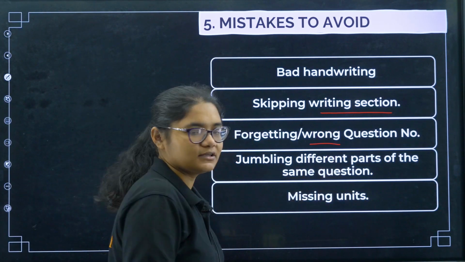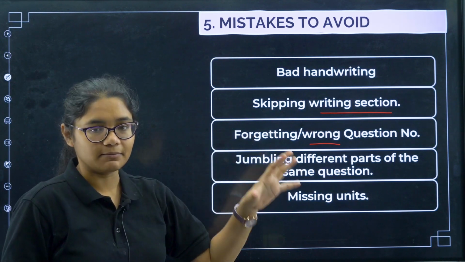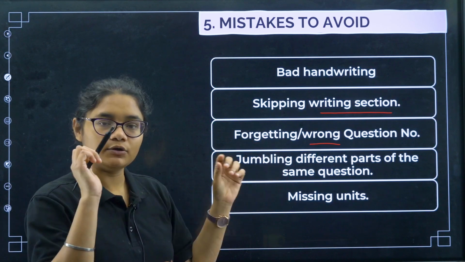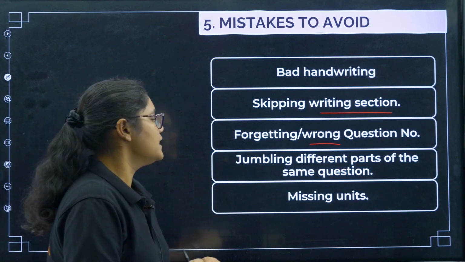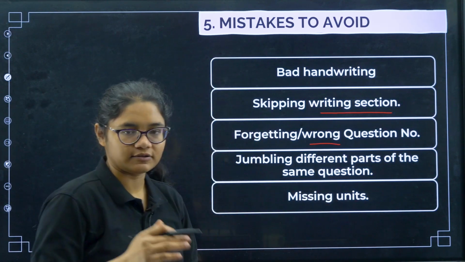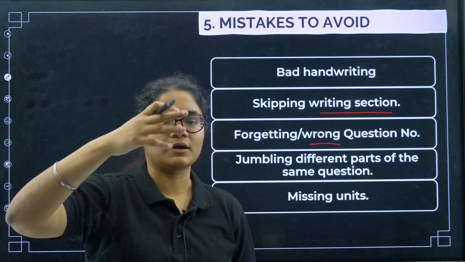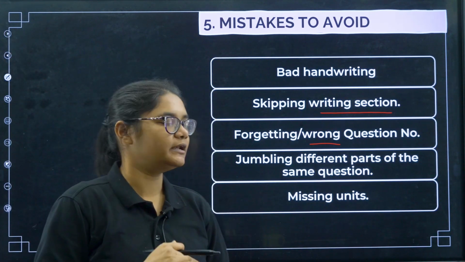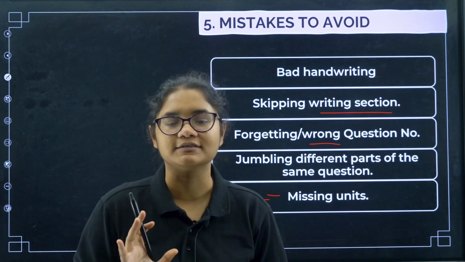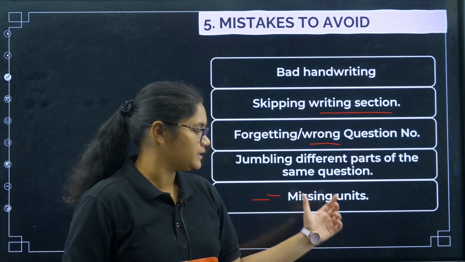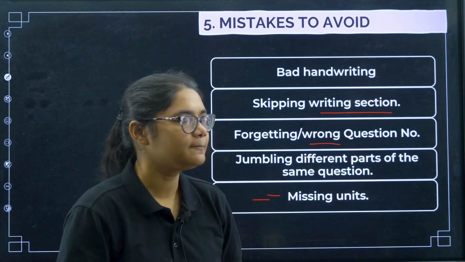Forgetting or writing wrong question number, this is something your blunder, okay? A small mistake can lead to loss of big marks, so make sure that you don't do it. Whenever you write down the question number, please check it again twice, thrice, and then go for writing the answers. Next, jumbling different parts of the same question. The order is A, B, C. Please write it in A, B, C order. Do not write that question part in this part, this question part in that question part. Don't jumble it. Next, missing units. This is something which most of the students do. They miss the units in numerical answers and that leads to deduction of marks. So please make sure that whenever you do a numerical question, you mention the units, okay?